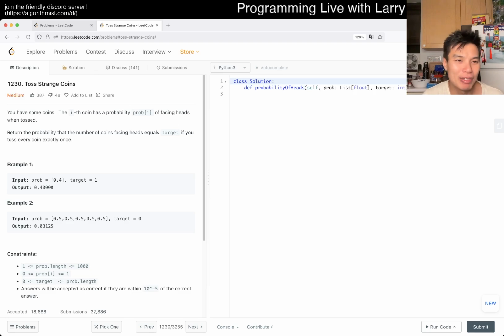Alright, let's see. We have 12 dirty toss strange coins. You have some coins. The i-th coin has a probability of prob[i] of facing heads when tossed. Return the probability that the number of coins facing heads equals target if you toss every coin exactly once. Okay, I mean this is straight up a dynamic programming problem, right?